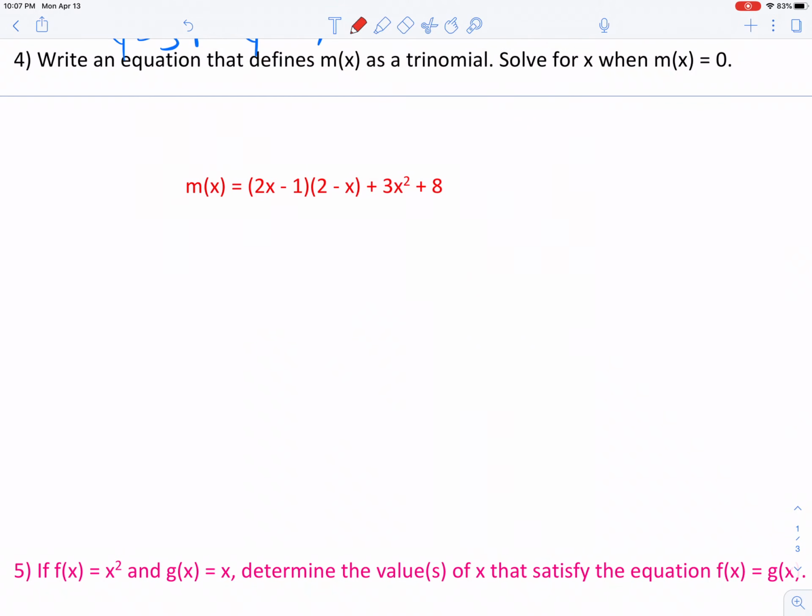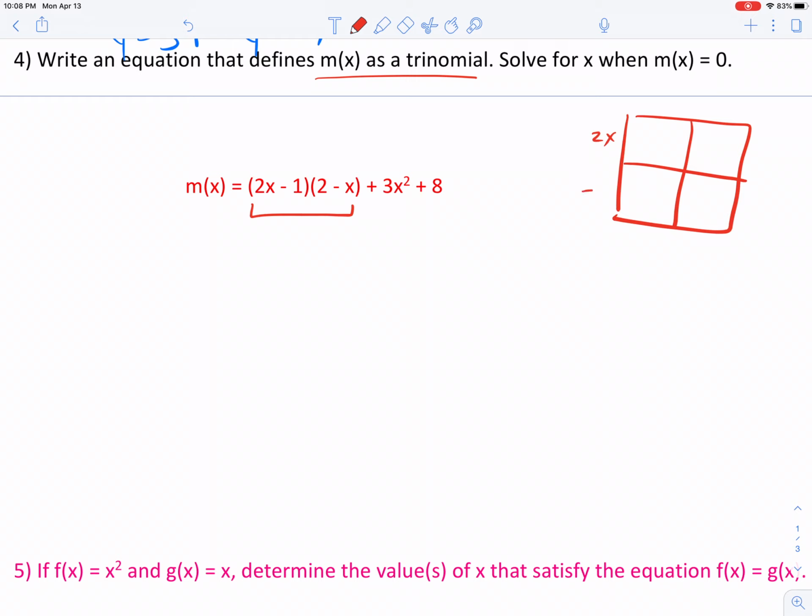Now this question is worded first asking you to express the function as a trinomial. Right now it's not just three terms, we have those two parentheses in the front, and then to solve for x when m of x is equal to 0. So the first thing I'm going to do is simplify the product of the binomials again by the box.